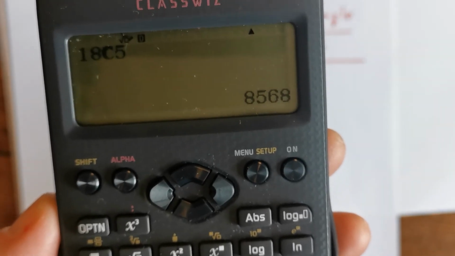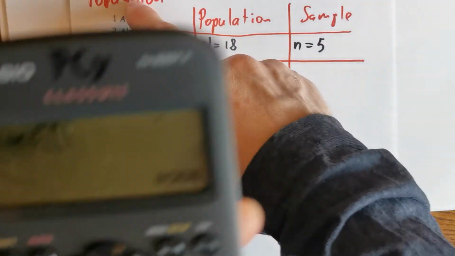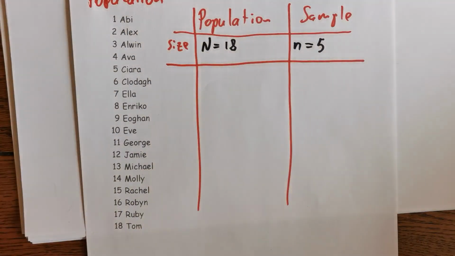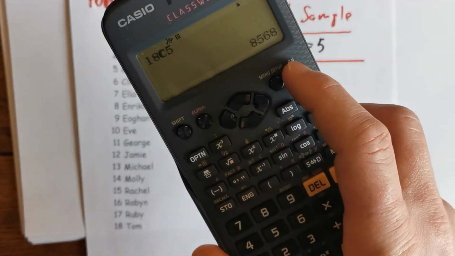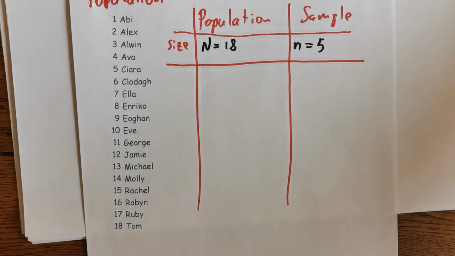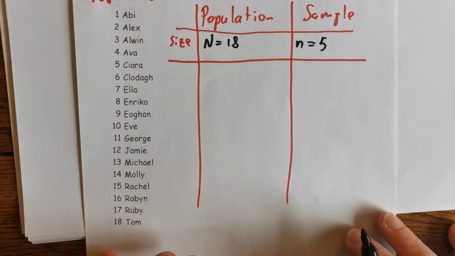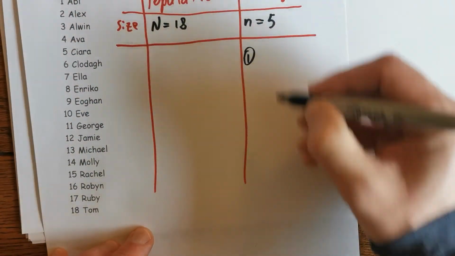There are 8,568 different samples of 5 people that I could take from this list. That's an awful lot. But I'm just going to generate maybe 1 or 2. So let's generate 1 or 2 samples. Let's generate our first sample. Let me call this my first sample here.